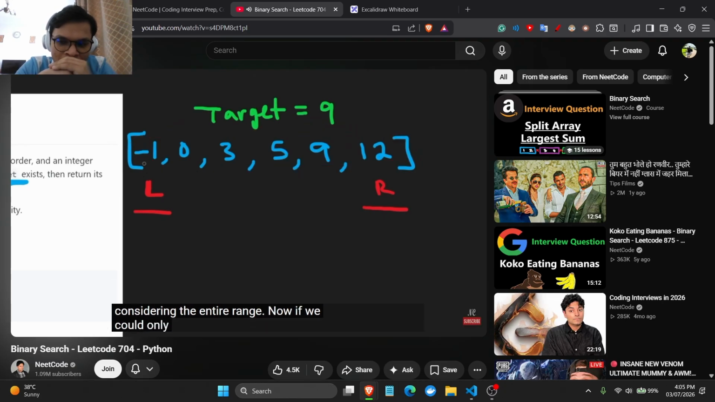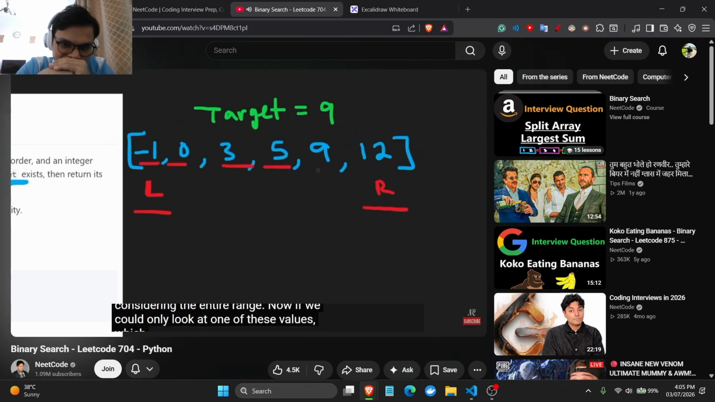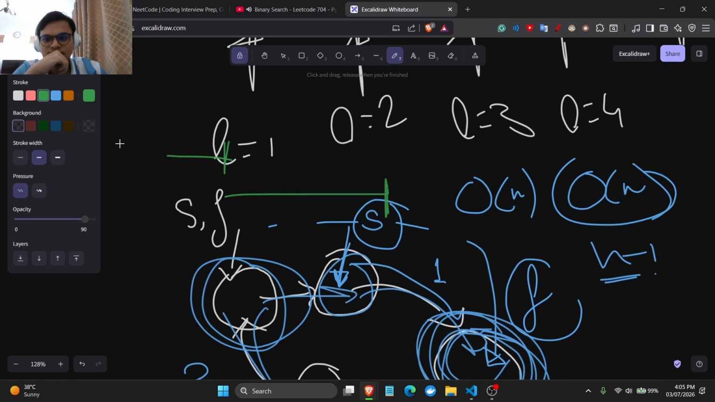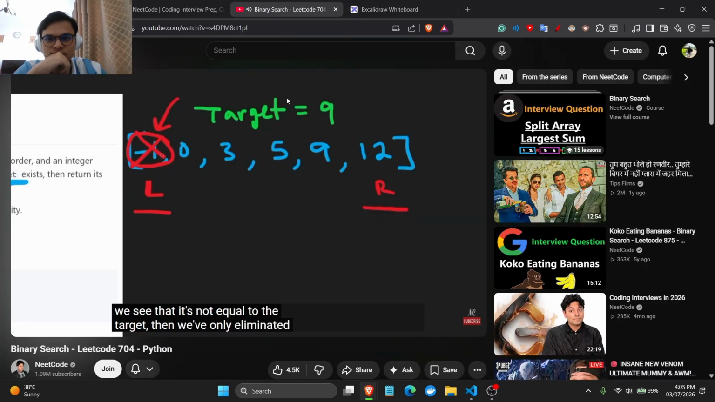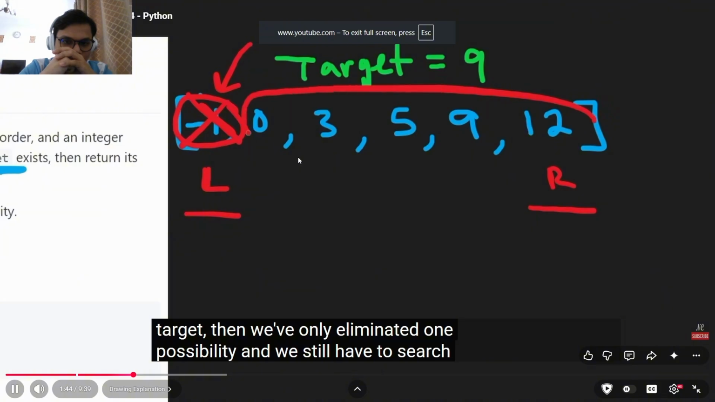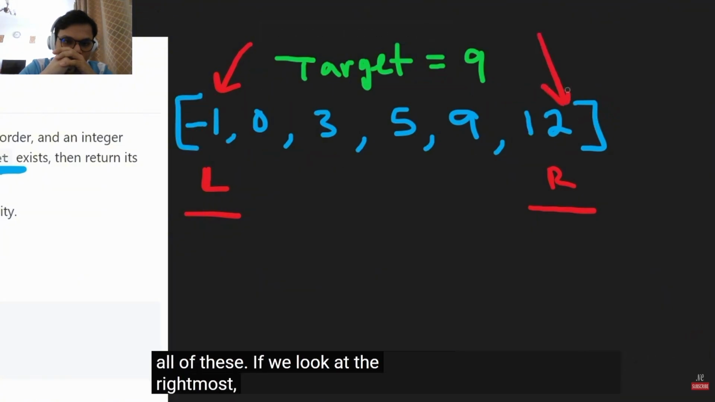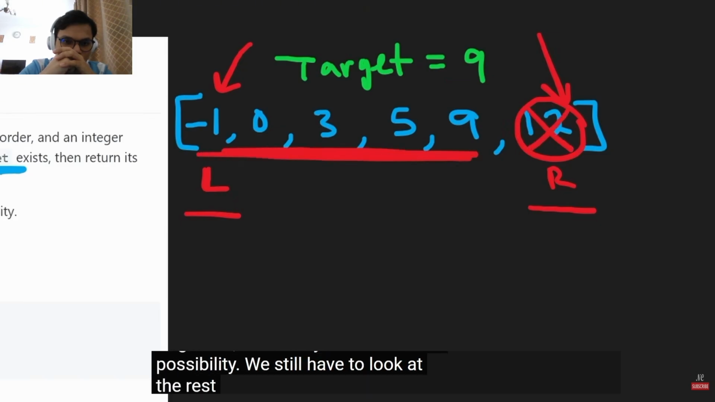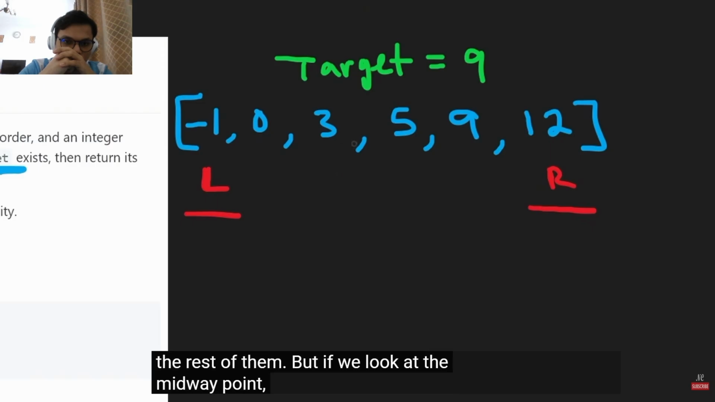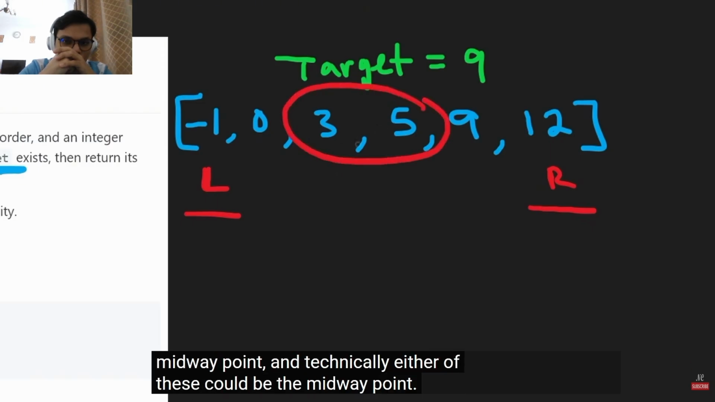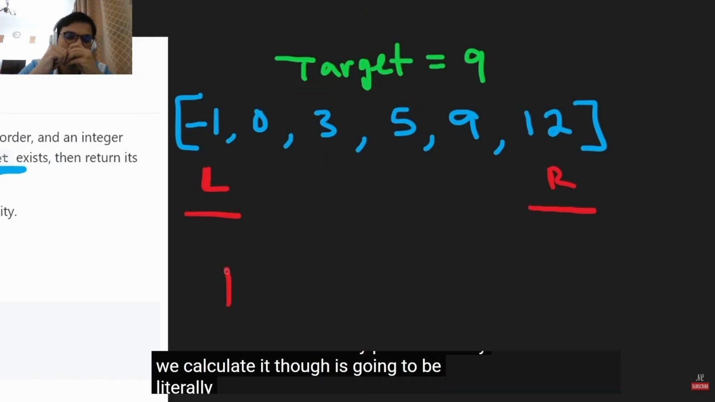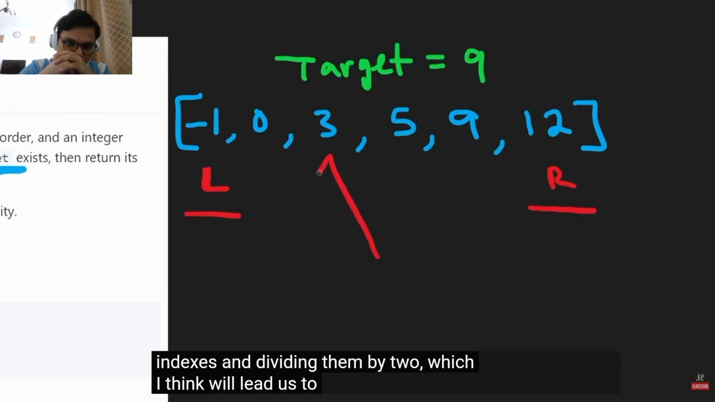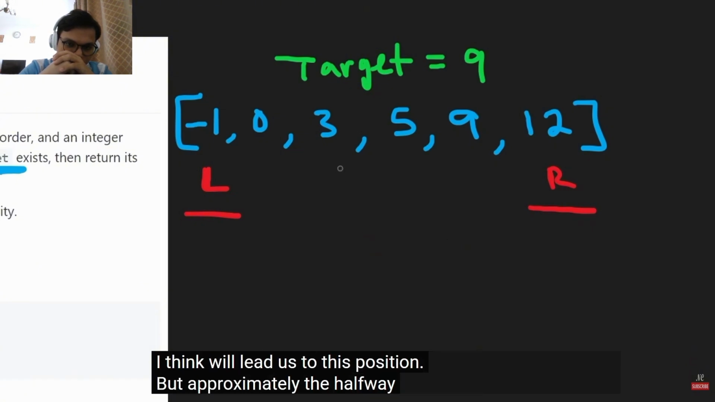Now, if we could only look at one of these values, which one should we look at? Should we look at the leftmost? If we do that and we see that it's not equal to the target, then we've only eliminated one possibility and we still have to search all of these. If we look at the rightmost, similarly, it's not the target, so we've only eliminated one possibility. We still have to look at the rest of them. But if we look at the midway point, and technically either of these could be the midway point, the way we calculate it is literally taking the left and right indexes and dividing them by 2, which I think will lead us to this position. But approximately the halfway point.